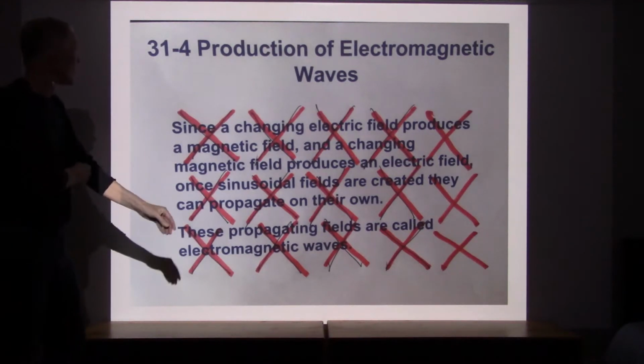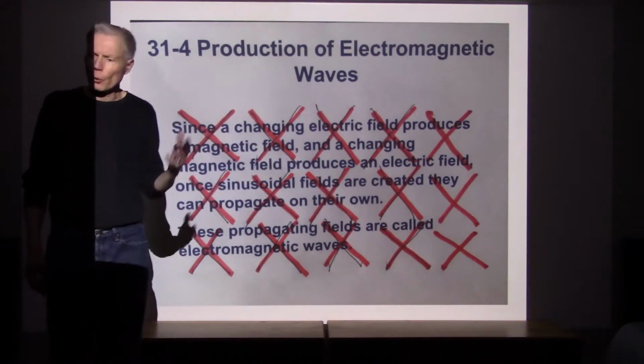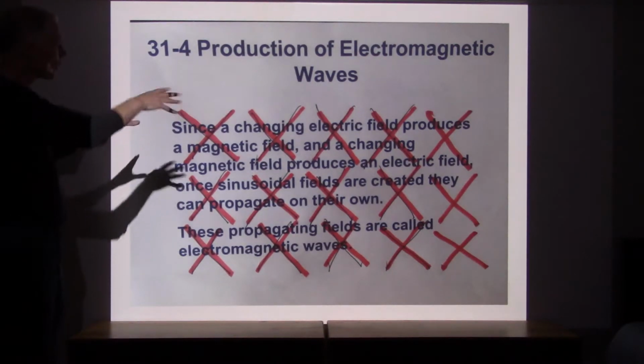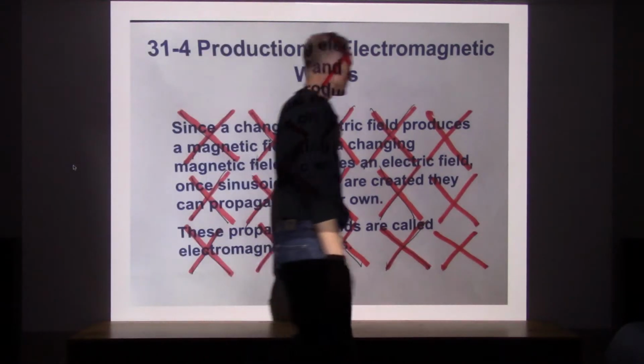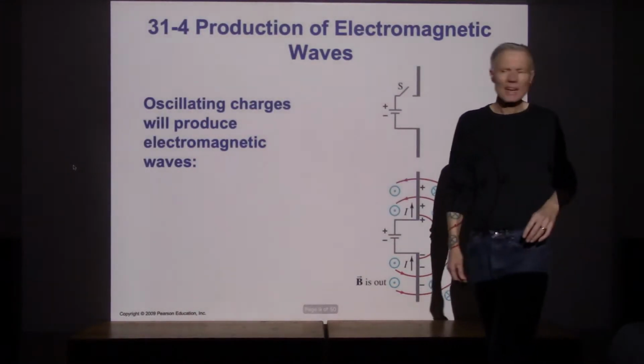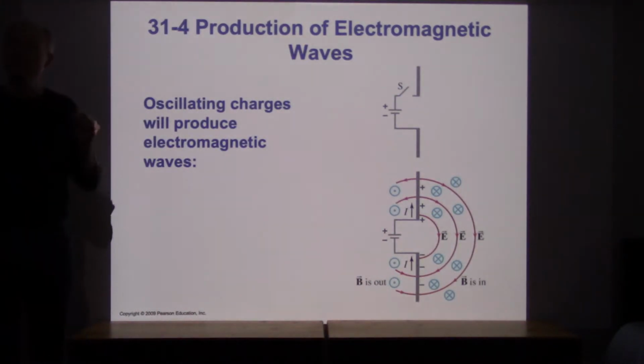In particular, the fields that we're talking about in this chapter, the ones that travel long distance, are being generated when charges are accelerating. So cross all this out. And instead, what we have to replace that with is the statement that accelerating charges radiate long-distance electromagnetic fields. I know that's not as catchy, but that's reality.